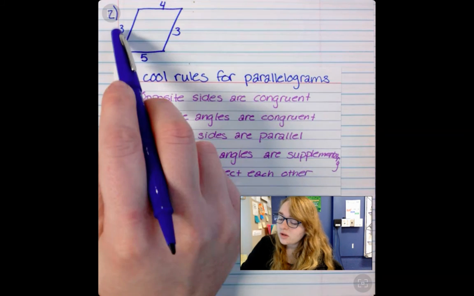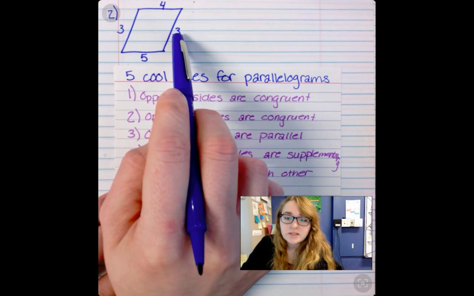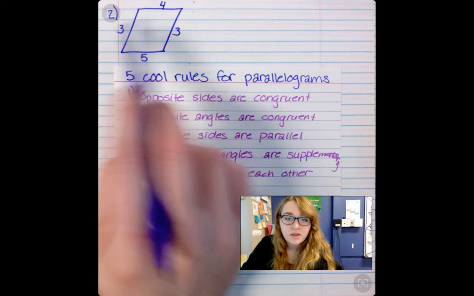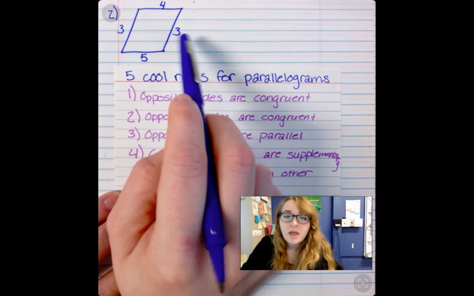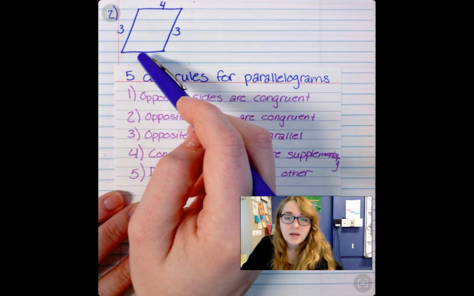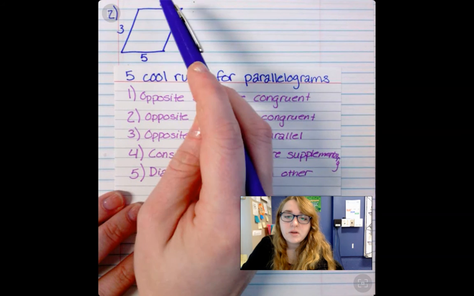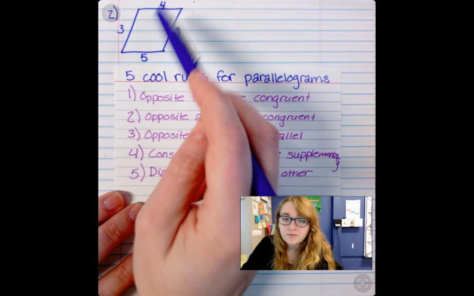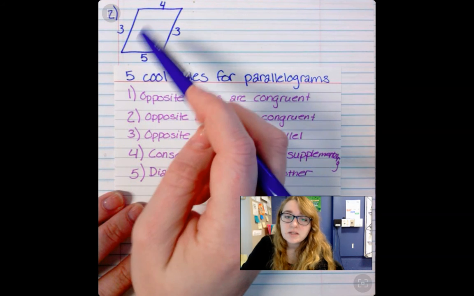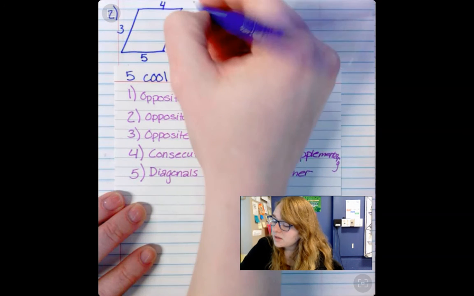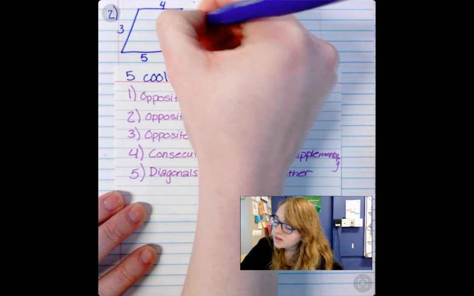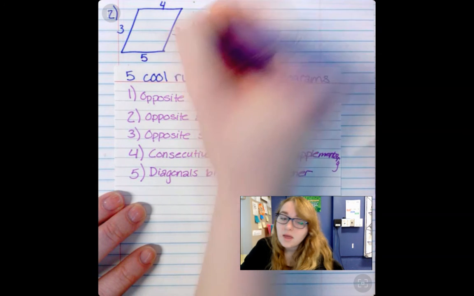So the only rule that we can use that is given to us is that the opposite sides are congruent. So again, we see that the left side and the right side, the 2 sides that are not connected, they are congruent, 3 and 3. However, the top and the bottom, those have different lengths. The top is 4, the bottom is 5. Since those are not congruent, this is not a parallelogram.